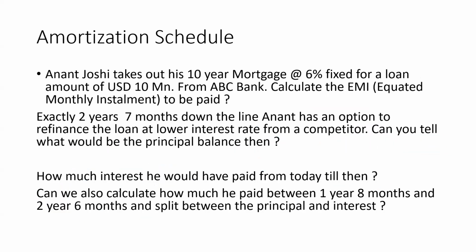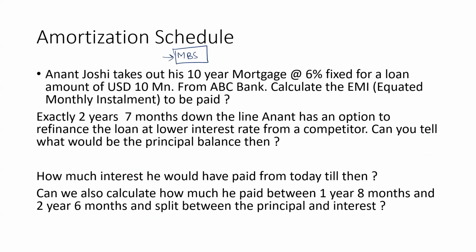Now we're coming to the amortization schedule, one of the most important aspects, because this is a type of problem that you're going to get in your FRM exam if you're dealing with something called the mortgage-backed security. All right. So in this MBS, let's see what to do. Let's just read out the problem. The problem says, Ananta Joshi takes out a 10-year mortgage at 6% fixed for a loan amount of USD 10 million from ABC Bank.